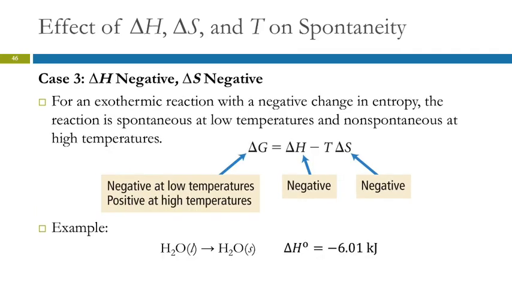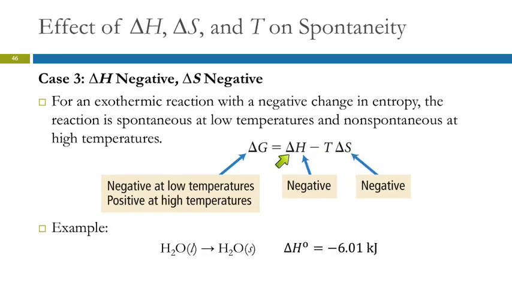Case 3, both of these things are negative. An exothermic reaction, but a negative change in entropy. So this can be spontaneous at some temperatures and non-spontaneous at other temperatures. So delta H is negative, delta S is also negative.